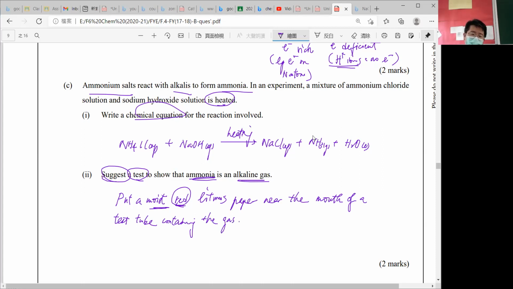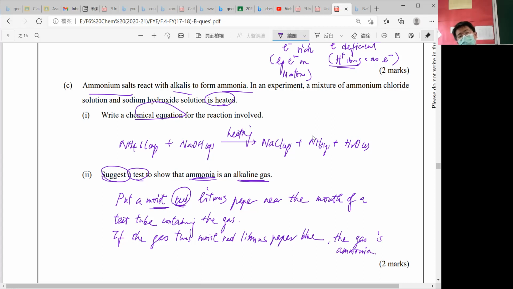So what's next is the observation. If the gas turns moist red litmus paper blue, the gas is ammonia. So you may get the approach, right?